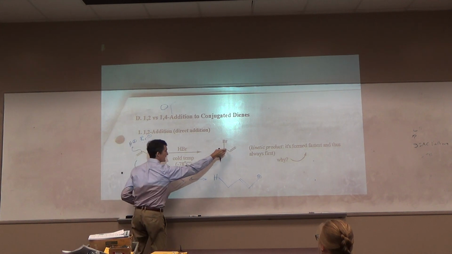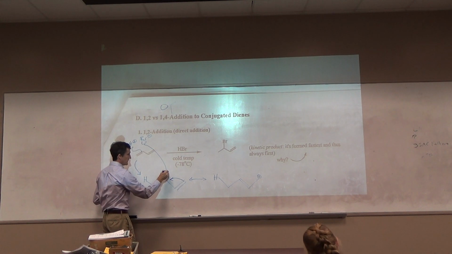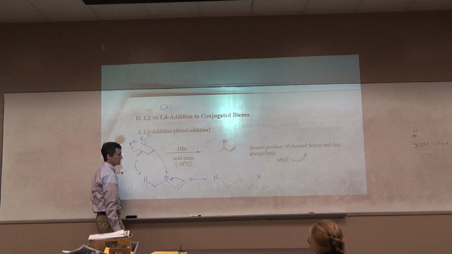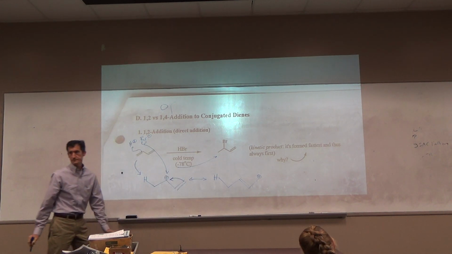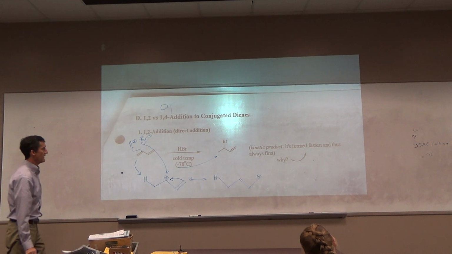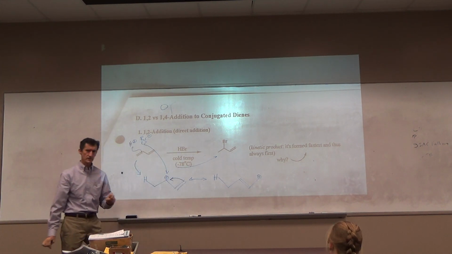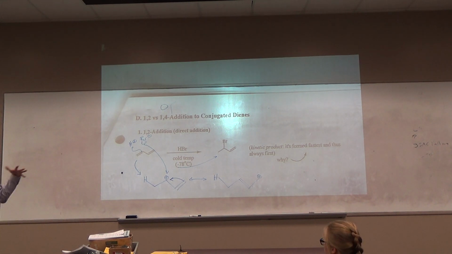But to get this product, Br minus just adds right here. And when it does, you get that product there. And that is the product if you do this reaction in cold temperature like minus 78, which is the temperature of dry ice and acetone. So it's not just a random temperature.